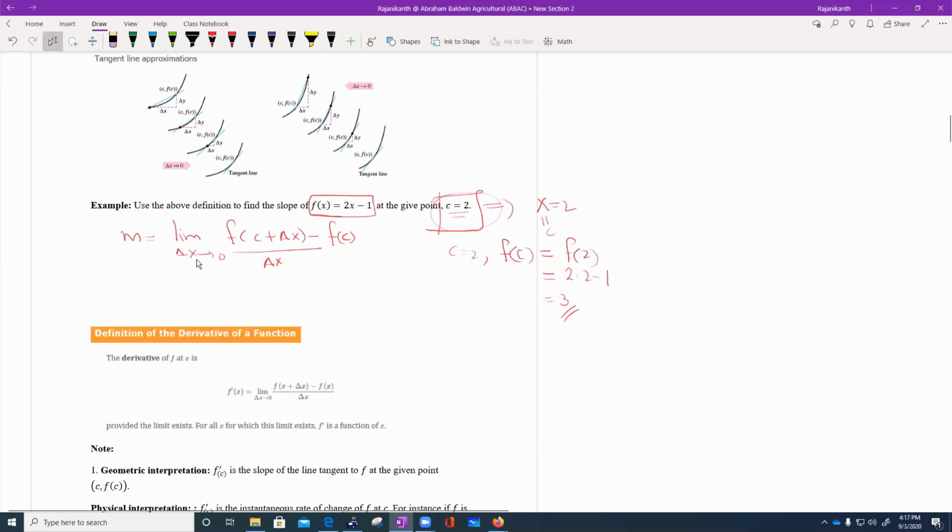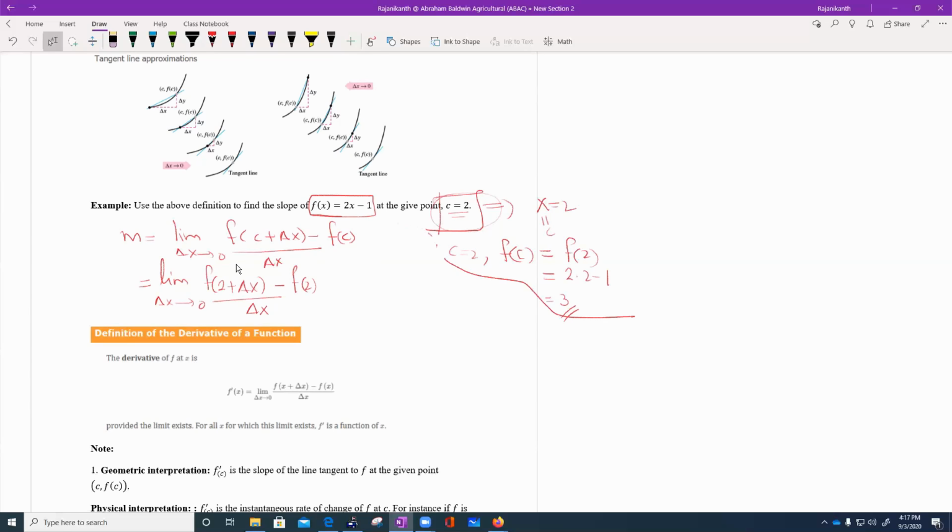The slope formula says the limit as delta x goes to 0. Now take the f function and plug in the values. Since c is 2 here, you need to find f of 2 plus delta x, subtract f of 2, over delta x. Now our task is to find this limit value.